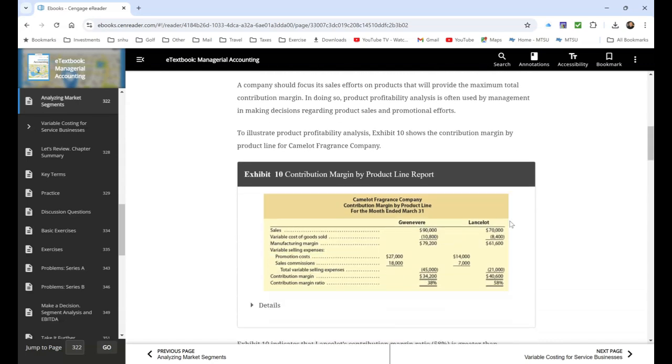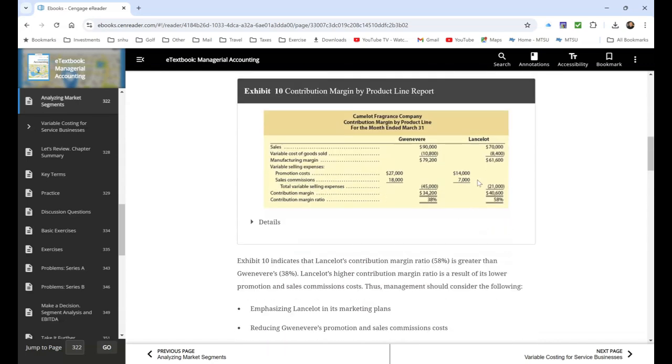And so when we get down to it, we can see that our margins are much higher for Lancelot. Although sales are less at $70,000, cost of goods sold are the same on a percentage basis, but our promotion costs are more and our sales commissions are more for Guinevere. So when it gets down to it, we are going to make a lot more money on Lancelot.